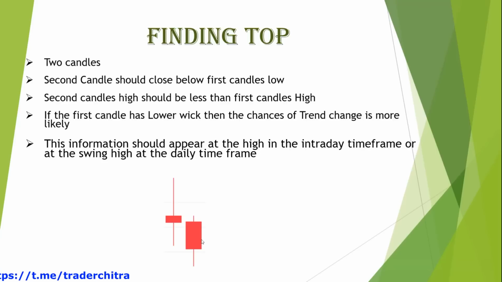The second candle's high should be less than the first candle's high. Here you can see this is the second candle's high, so this candle's high should be lower than the first candle's high. If the first candle has a lower wick, then the chances of a trend change are more likely. Here the wick is lower, so the chances of trend change are more likely.